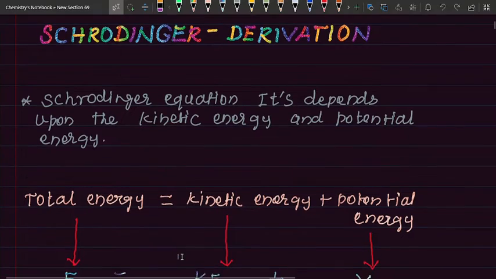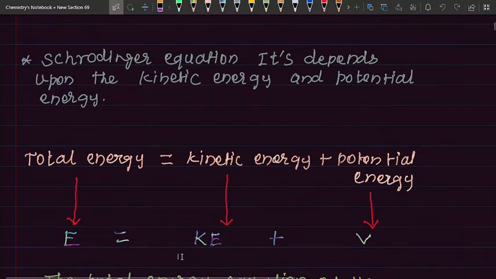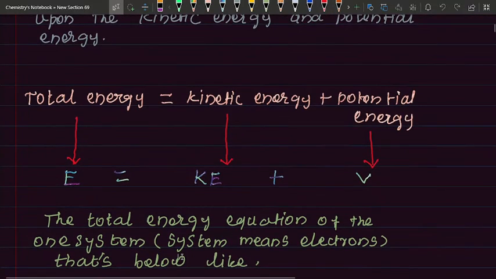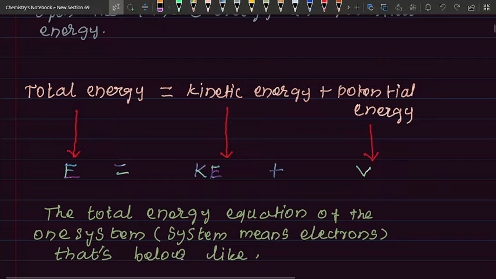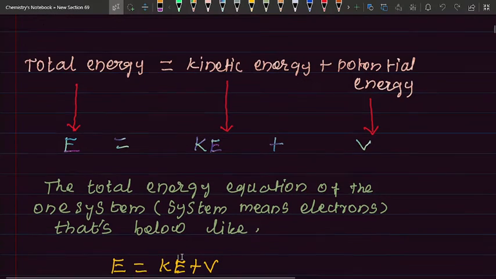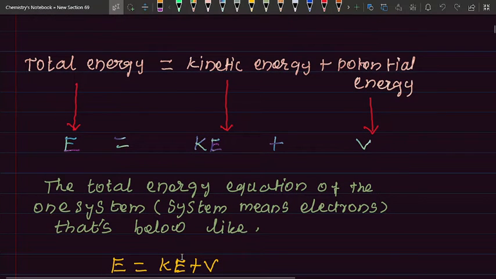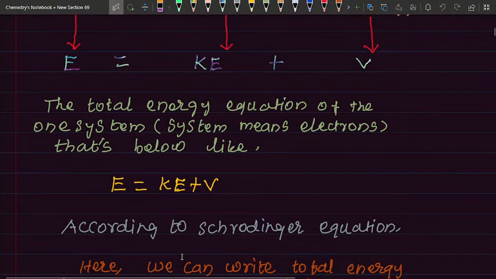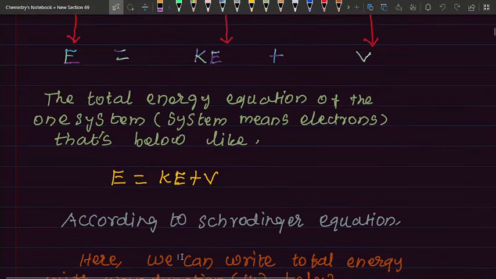See below: total energy equals kinetic energy plus potential energy. Total energy E equals Ke plus V. Here the total energy equation of one system, which may be electrons, is as below. So total energy equals kinetic energy plus potential energy, E equals Ke plus V.